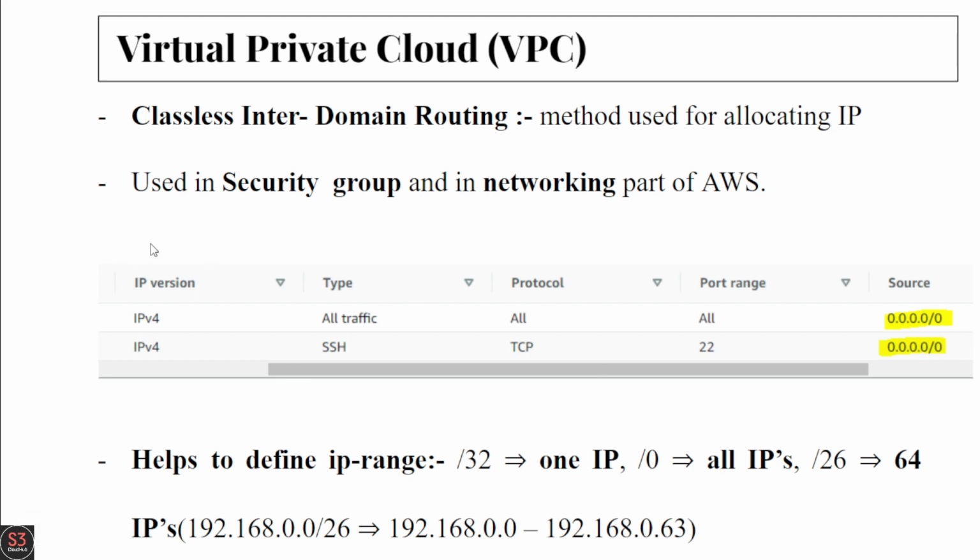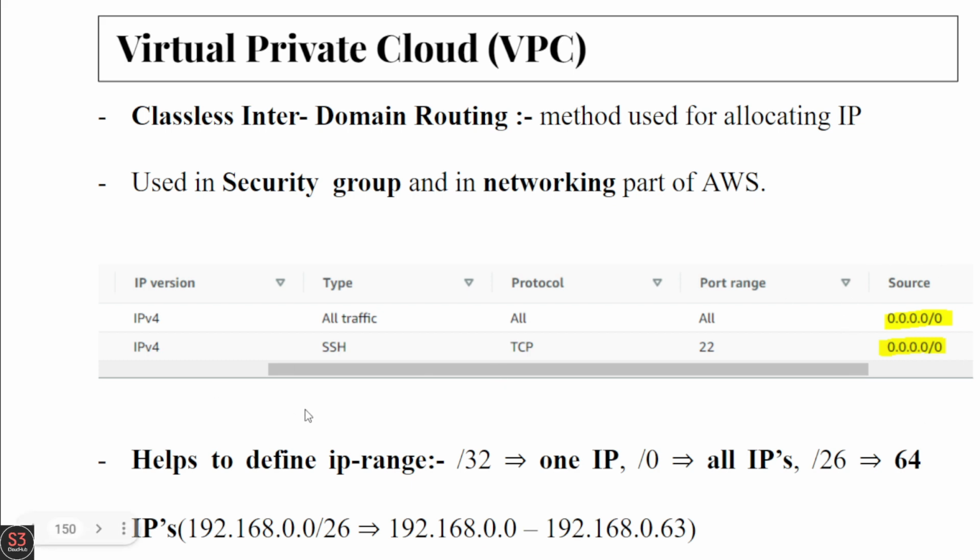This is an example of the CIDR. First we have the IP version, then we have the type, then we have protocol, then we have port range, and last, the most important, which is source. In the source part, we define our CIDR ranges. So here we have 0.0.0.0/0. So here all IPs are allowed.